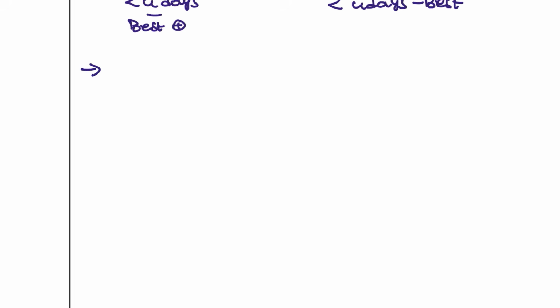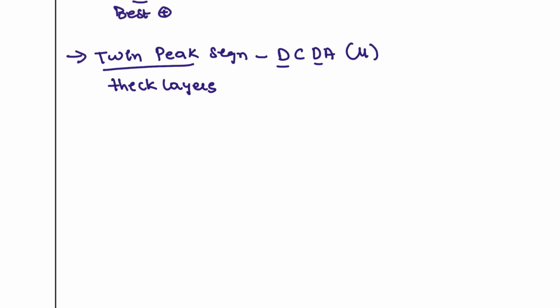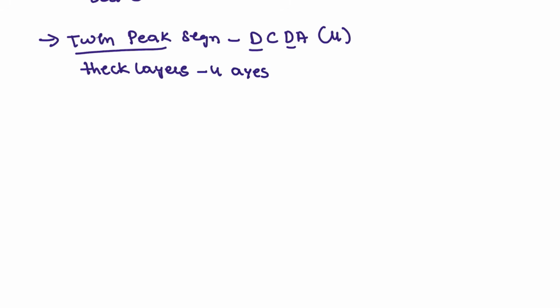So when it comes to twins, what we discussed, guys, there are signs that you have to remember. Twin peak sign. This is seen in the dichorionic diamniotic patients. Okay, why? This twin peak sign is from the thick layers. How many layers do we have? Four layers, right? So these four layers will look very thick on the ultrasound of the patients. Okay, that's why it is going to look like that.